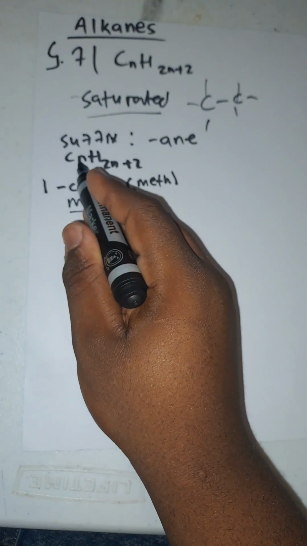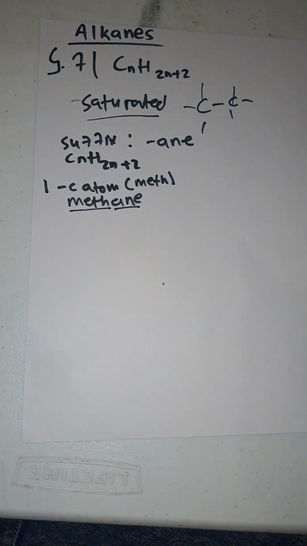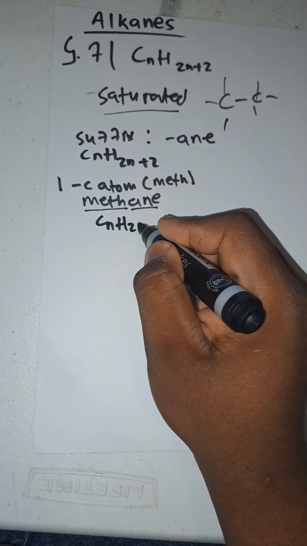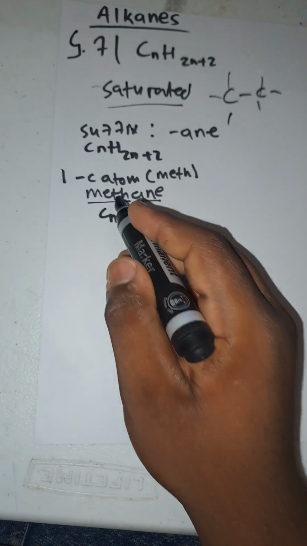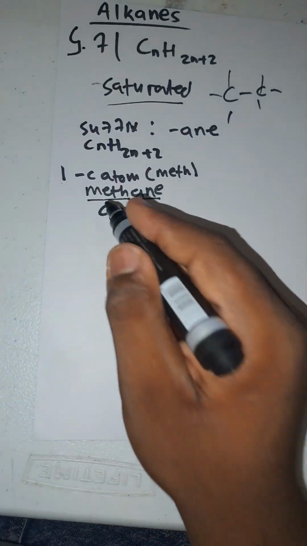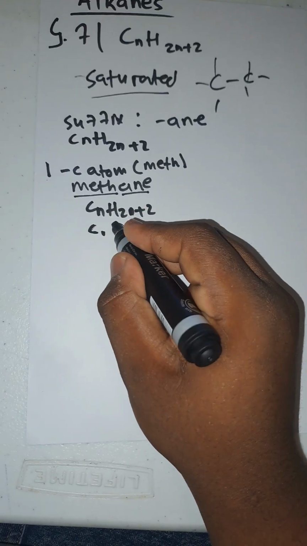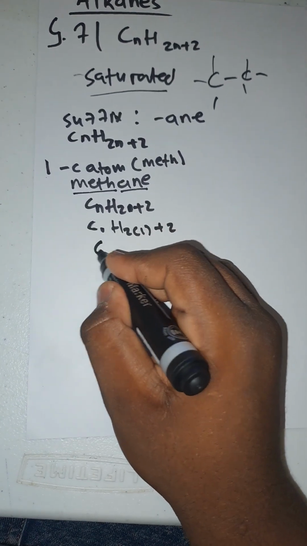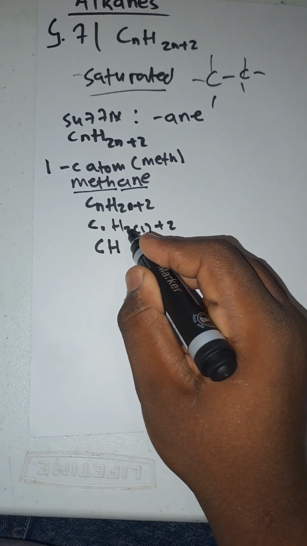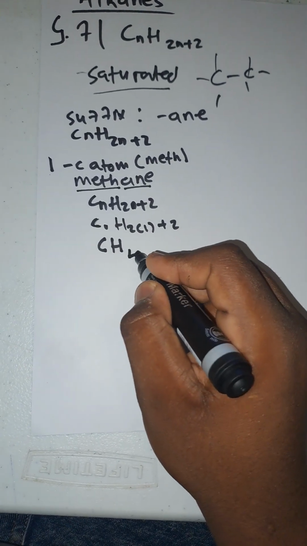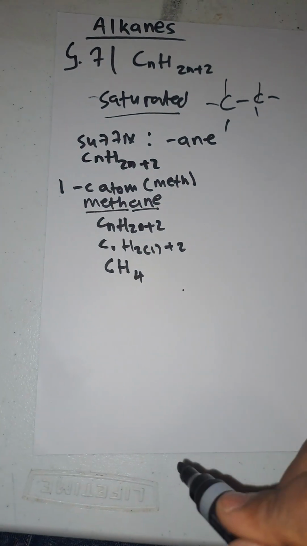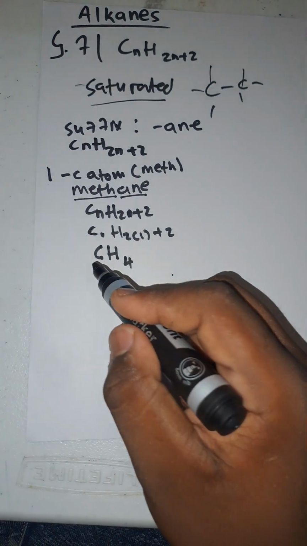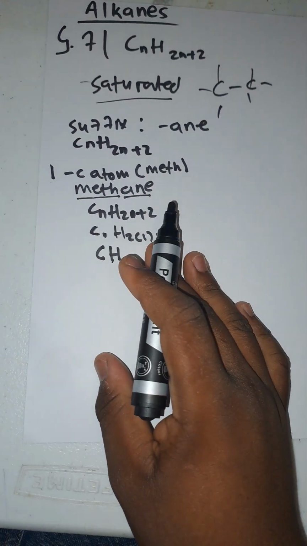So now let's use this formula and come up with the molecular formula of methane. We have CnH2n+2. How many carbon atoms do you have? 1. So where this n is, I'm going to put 1. H2 times 1 plus 2. So now I will have C, H, 2 times 1 is 2, plus 2 is 4. So this is my methane. The molecular formula for methane is CH4. It means I have 1 carbon atom and 4 hydrogen atoms.